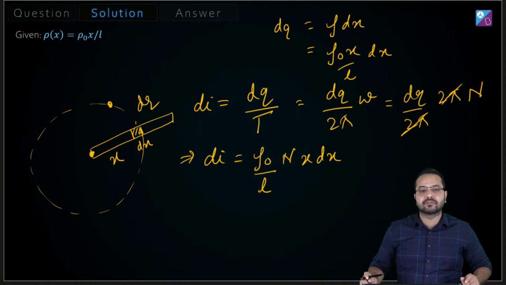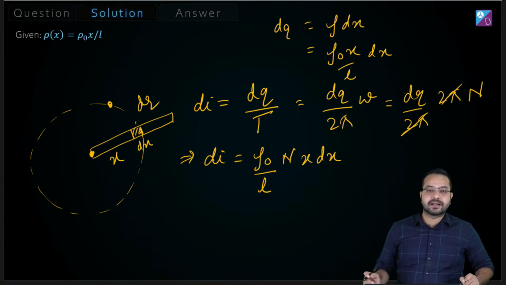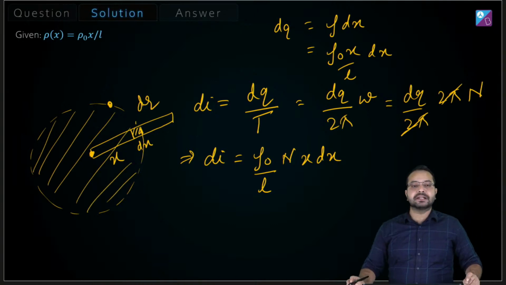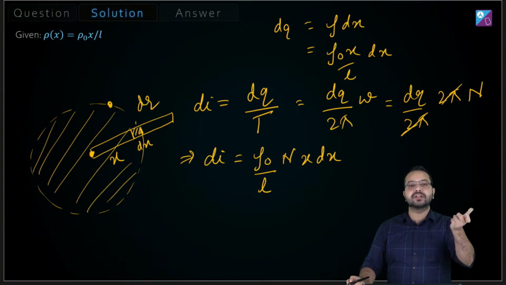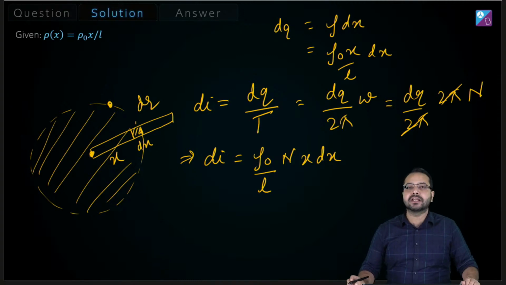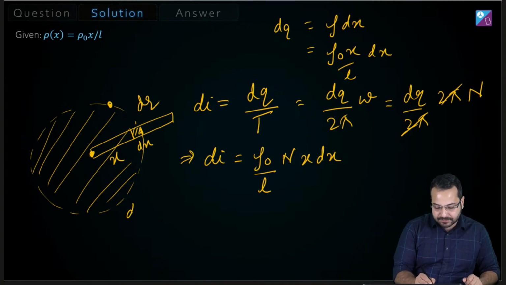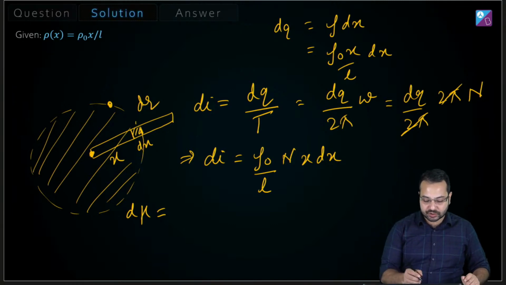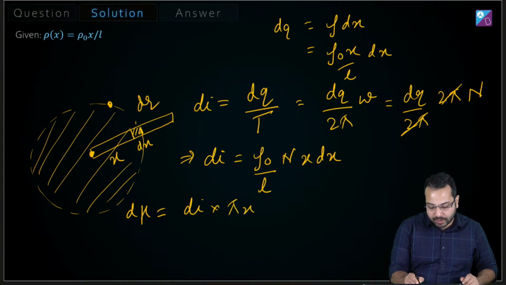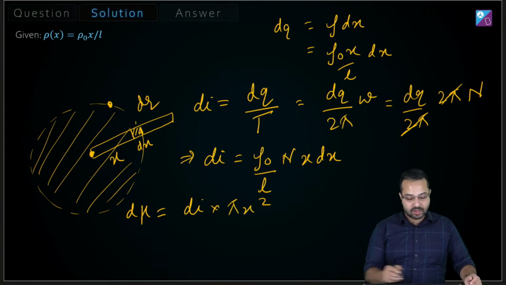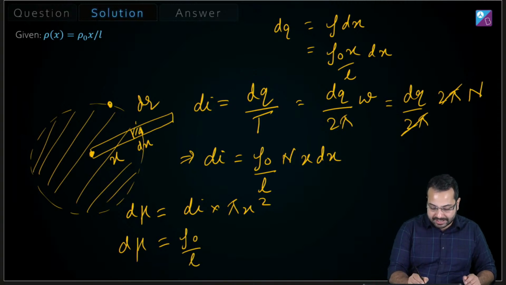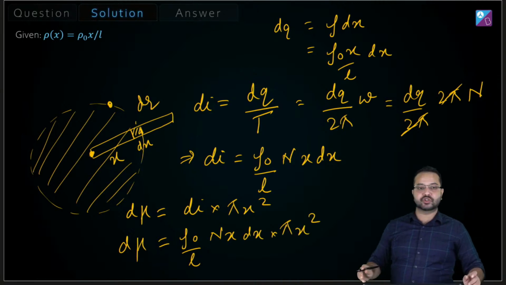So what I have done is I have calculated the current. Now this current is going around, and what is the area enclosed? The area enclosed is pi x square. What is the radius in which it is moving? Radius x. What is the area? Area is pi x square, which means that the small amount of magnetic moment due to the small amount of charge is going to be di into pi x square. Do you agree? So I can write d mu is equal to di, which is mu naught upon L into n into x dx, and then multiplied by pi x square.